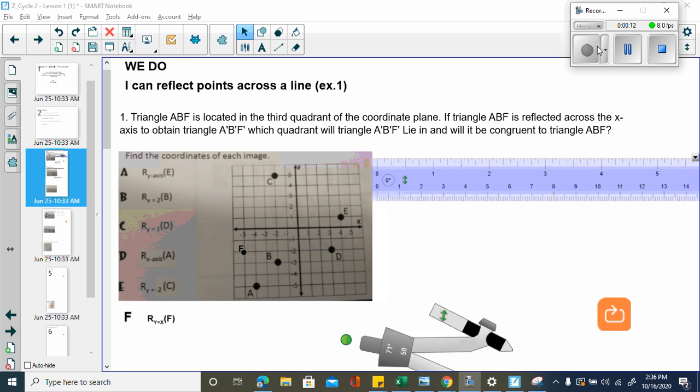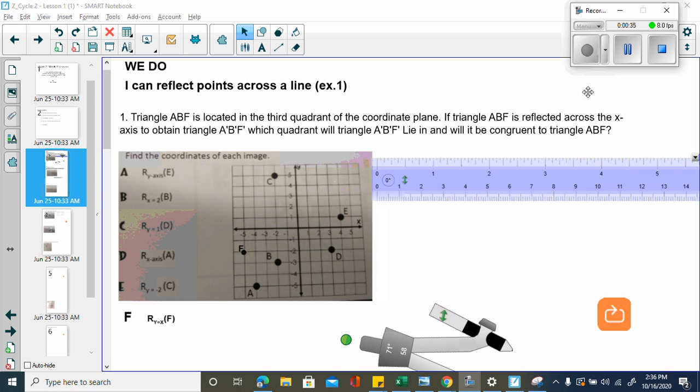Triangle ABF is located in the third quadrant of the coordinate plane. If triangle ABF is reflected across the x-axis to obtain triangle A prime, B prime, F prime, which quadrant will triangle A prime, B prime, F prime lie in, and will it be congruent to triangle ABF?